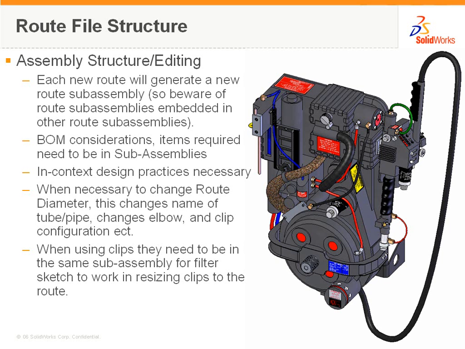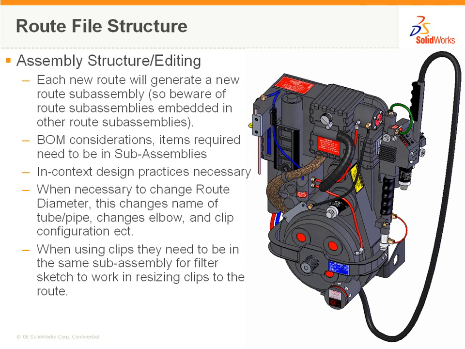For route file structure, every time you add a new route, SOLIDWORKS wants to generate a new route subassembly. So unless you're intending to have a route subassembly of a route subassembly, exit the current route before beginning your next route. Bill of material considerations are that if you require items to be on the same drawing as the route, they should be in the same subassembly. This and other in-context design practices must be applied, as all the parts that we're building, the tubes and the pipes, are those in-context parts.